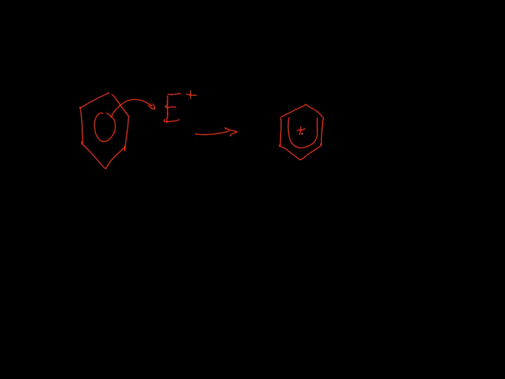Now you can see I've put a U shape to show the pi system going over 5 of the carbon atoms, but not the top one, and a positive charge in the middle. And it's now, that top carbon atom has 2 groups attached to it, the H and the E.